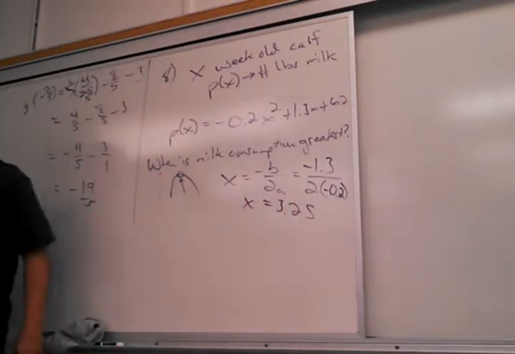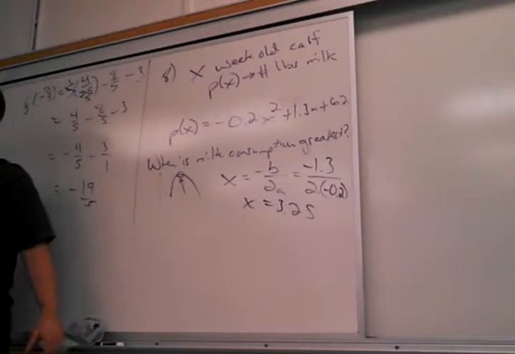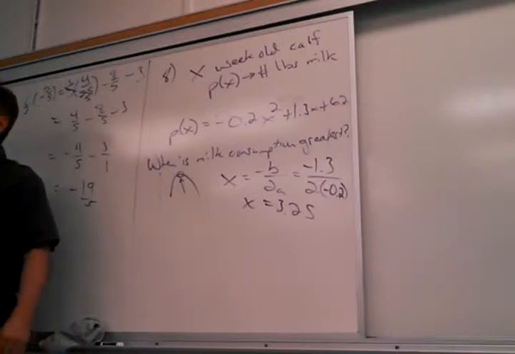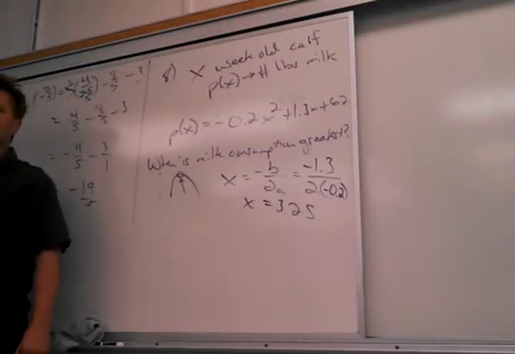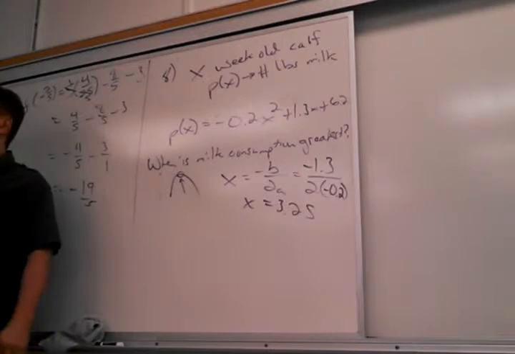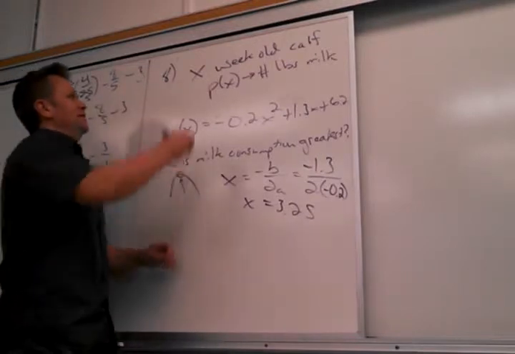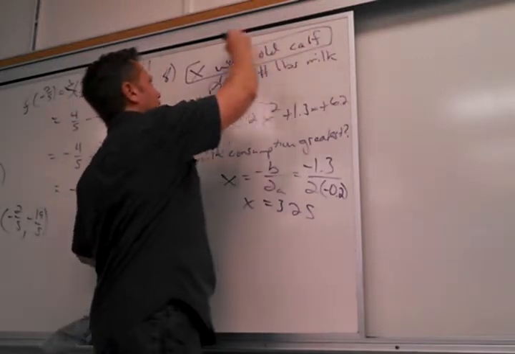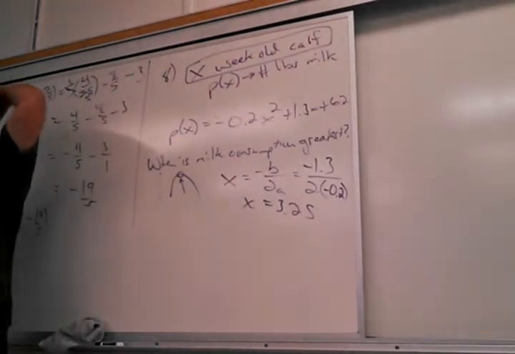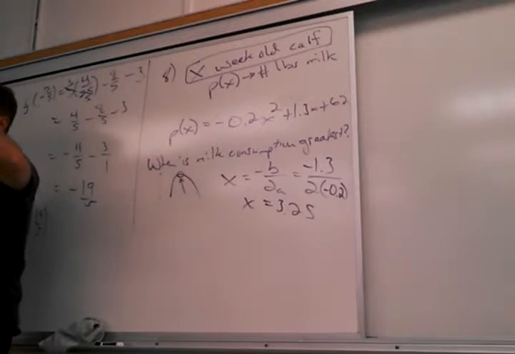So what's that represent? What's 3.25? 3.25 what? Light years? Banana peels? The consumption? 3.25 pounds? Weeks. Yeah, just look back to see how the variable was defined. You can do the same thing in the problem. You just look back to see.